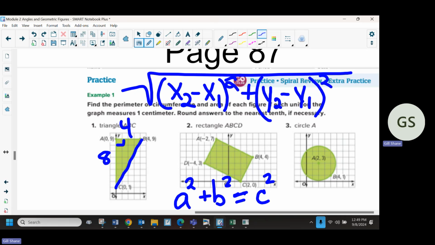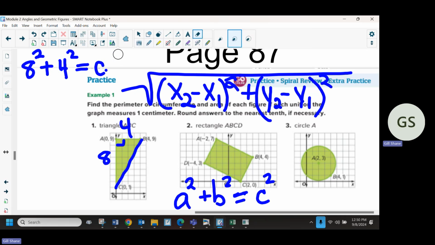So 8 squared, I'm going to do it up here, plus 4 squared, don't forget to square it, has to equal c squared. That's the one I'm trying to find, the diagonal one. That's a 2 if you can't see it. My screen is not writing. So there we go: 8 squared plus 4 squared equals c squared.